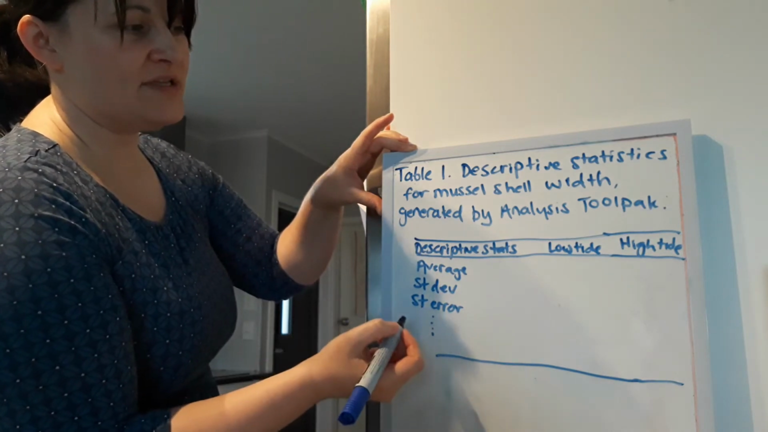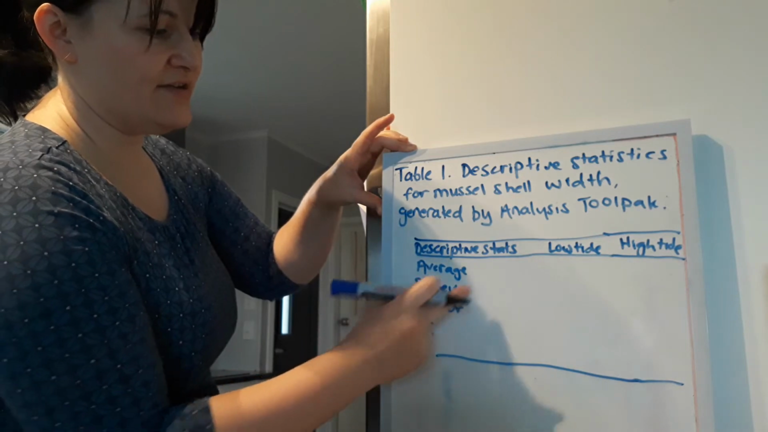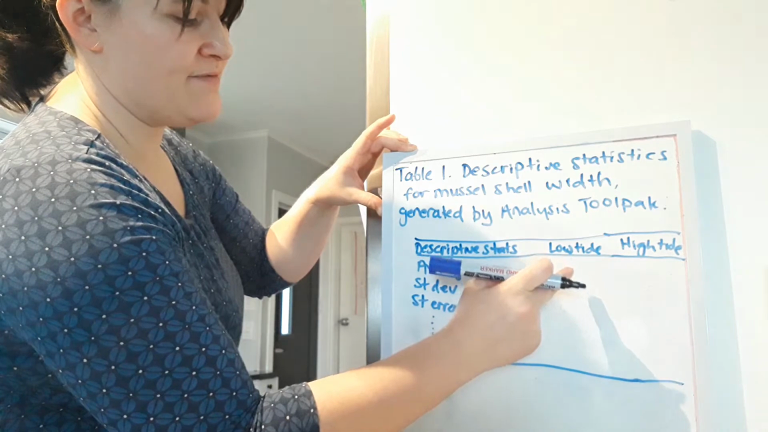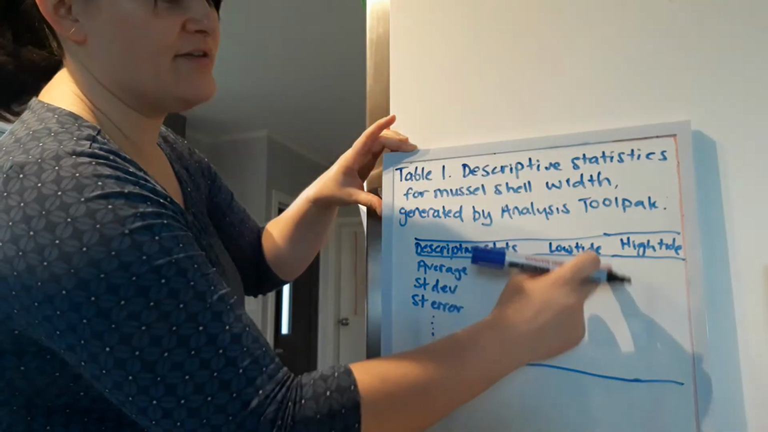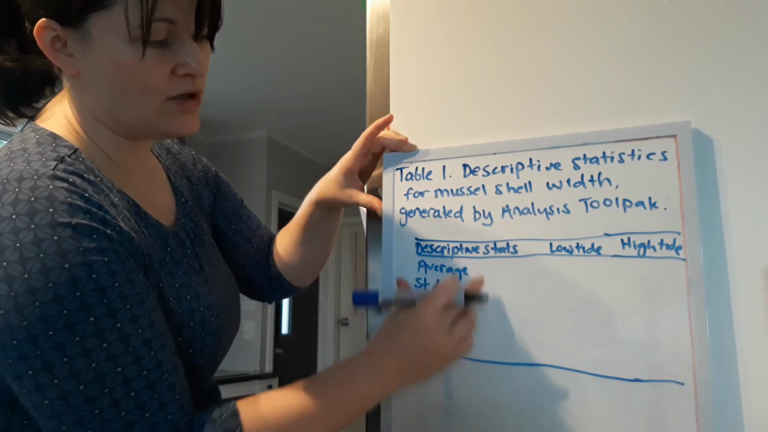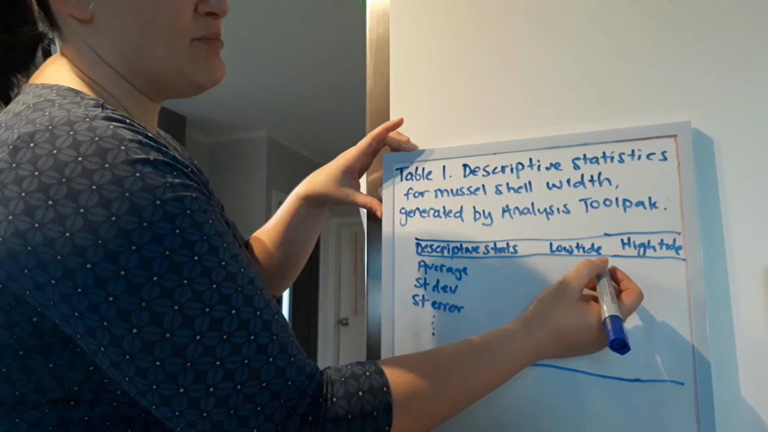What a common mistake lots of people make is they write average, standard deviation, standard error, and then they write the numbers, and then they write average, standard deviation, standard error, and they write the numbers again. You should only have those titles in one column at the front of the table. Then you've got your numbers here.